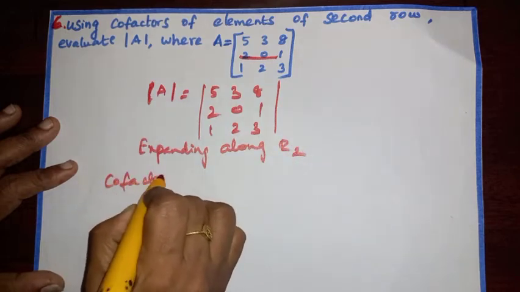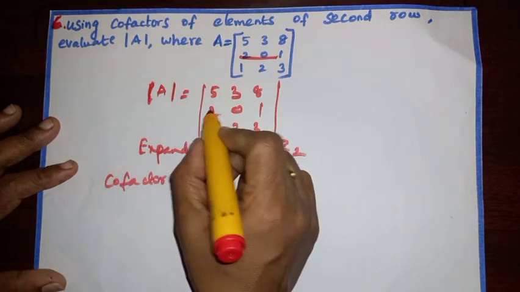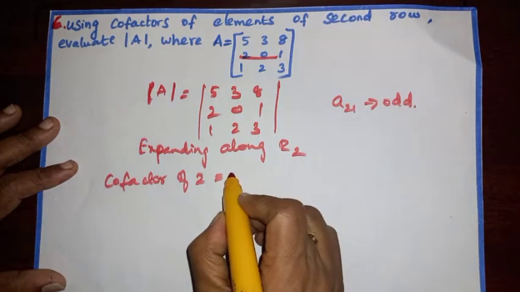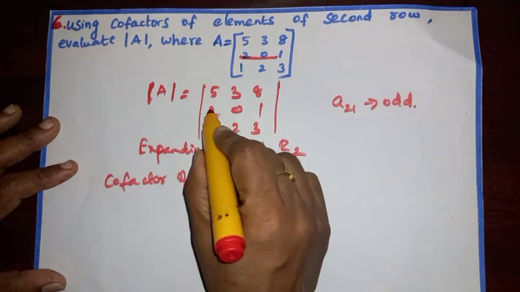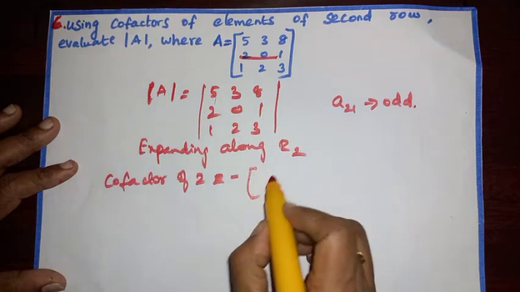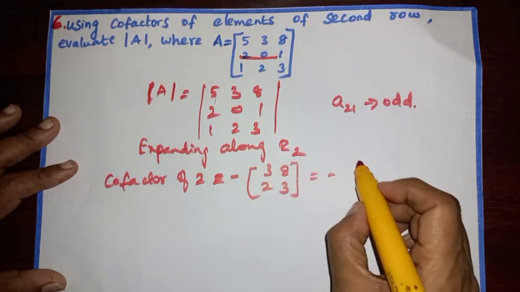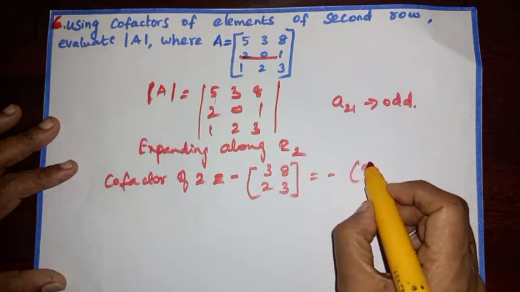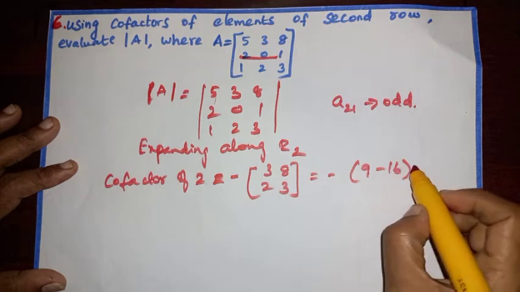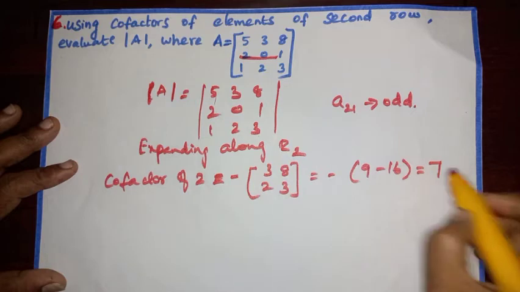Cofactor of 2. 2 is in the place of A21. It's an odd number, so you will get negative sign. Delete the second row and first column. Then we have 3, 8, 2, 3. Minus of 3 3s are 9, minus 8 2s are 16. 9 minus 16 is minus 7, which is equal to minus into minus is plus. So plus 7.